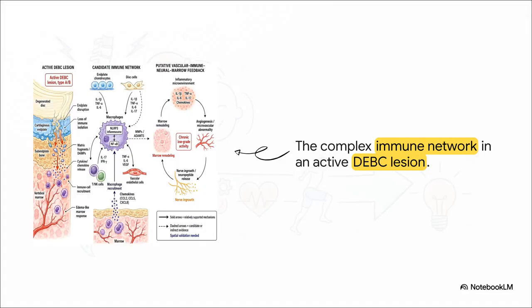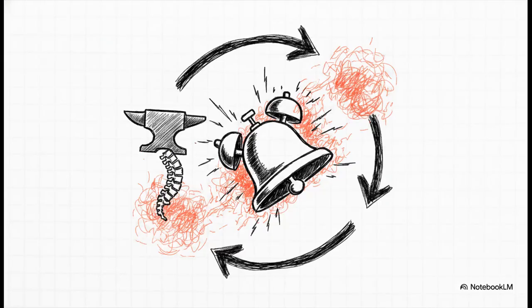Just look at the sheer complexity of this multicellular network that gets locked in this battle. You've got macrophages, T cells, and this endless exchange of cytokines. The stressed end plate cells actually actively recruit these marrow immune cells. It creates this chronic, low-grade inflammatory feedback loop where immune cells trigger structural remodeling, which triggers nerve ingrowth, which then just triggers more pain and more inflammation. The real biological question we're facing isn't just how this inflammation starts, it's why it fails to resolve.